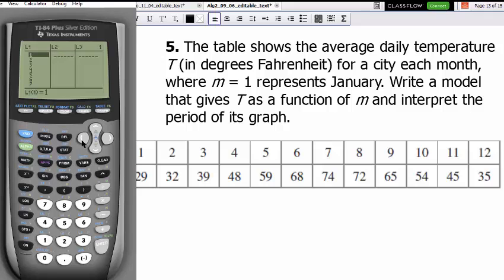Now, I don't actually have to get rid of my L1 data because it's still 1, 2, 3, 4, 5, 6, 7, 8, 9, 10, 11, 12. So I'm just going to keep that data there. There's nothing wrong with clearing it out and starting over. And now I like having cleared data. I'm ready to plug in my y's.